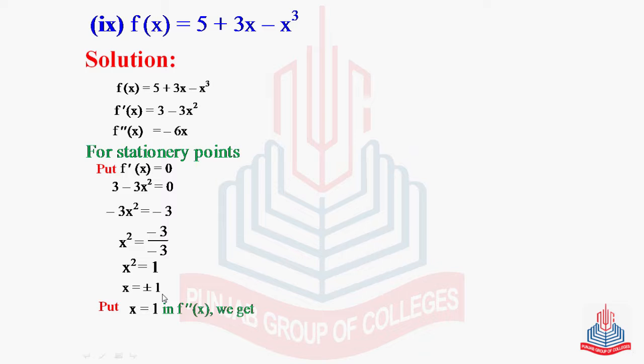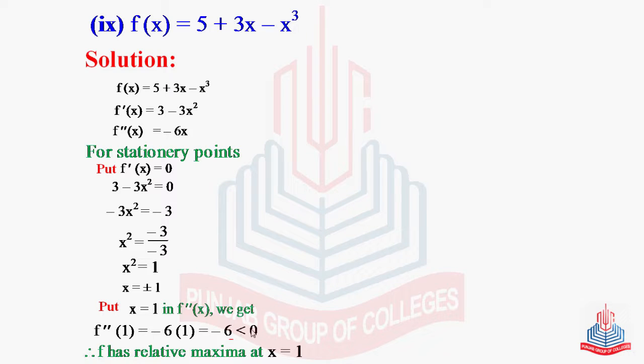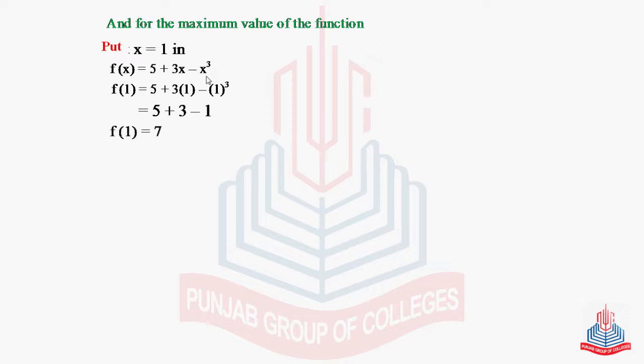So put x is equal to 1 in the second derivative, we get minus 6, which is less than 0. As we already know, if the second derivative returns a negative value, or less than 0, then the given function has relative maxima at x is equal to 1. And for the maximum value of the function, put x is equal to 1 in the given function f of x, 5 plus 3x minus x cube. So f of 1 is 7, which is the maximum value of the given function.